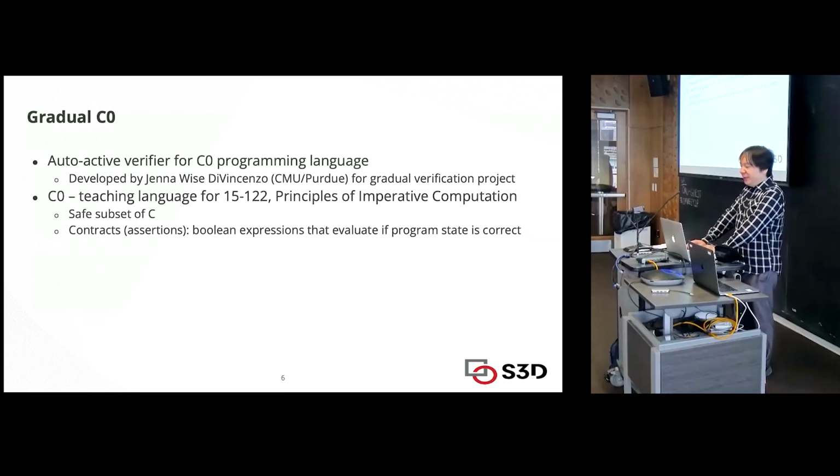During my first semester, I began my research by learning to use the Gradual C0 verification tool. This is a tool that was developed by Jonathan Aldrich's previous student, Jenna Wise DiVincenzo, now at Purdue, for her gradual verification research project, which was aimed to bridge the gap between dynamic and static verification, but that's not really the focus of this talk. So Gradual C0 is built on top of C0, a memory-safe subset of C used to teach undergraduates at CMU in the course 15-122, which introduces imperative programming and data structures and algorithms.